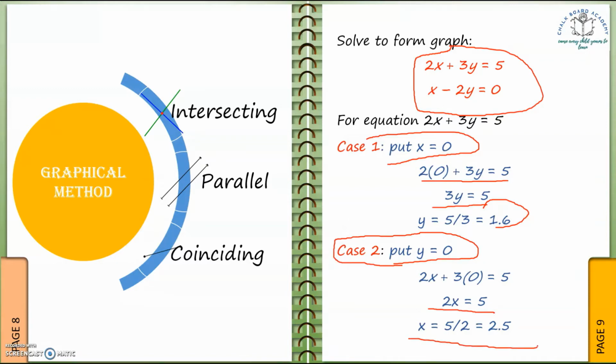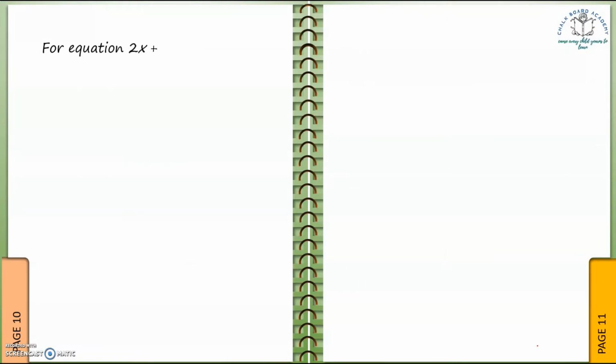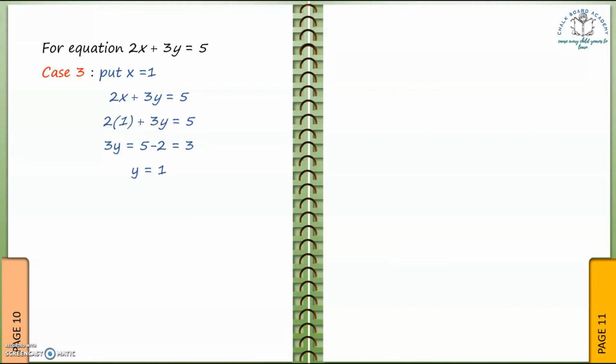Whenever we are supposed to draw a graph, we take two cases: the first case in which x is 0, and the second case in which y is 0, and for the third we can take whatever we like. We can take 1, we can take -1, or we can take 2, or any other number, whatever you feel is more suitable, so that you can get a natural number or integer easily. So here we have put x as 1, and we see that when we put x as 1, we get y also as 1.